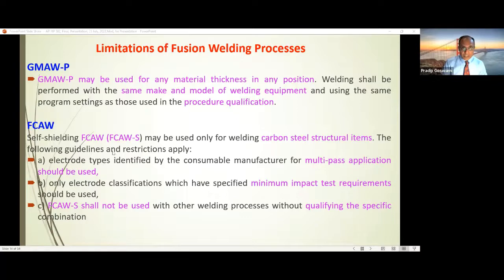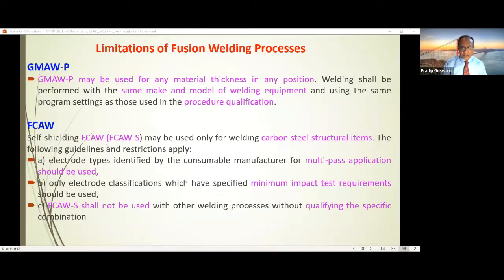Self-shielded arc welding generally is a very popular process, especially for field applications, because it performs very well in the field. It is quite popular because shielding gas coverage can become a problem when people are welding in the open.